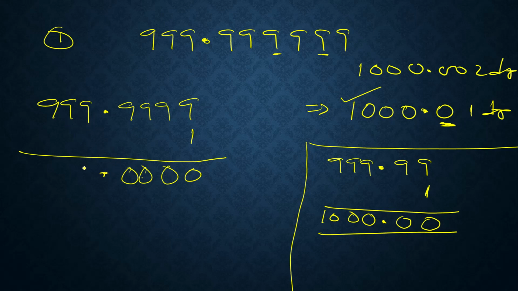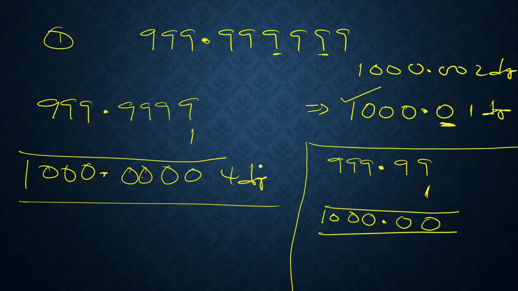I'll add 1, 0, 0, 0. Okay. So 0, 0, 0. 9 plus 1, we have 0, 0, 10. So we have 1, 2, 3. So this one is 4 decimal places. All right. So let's move on.